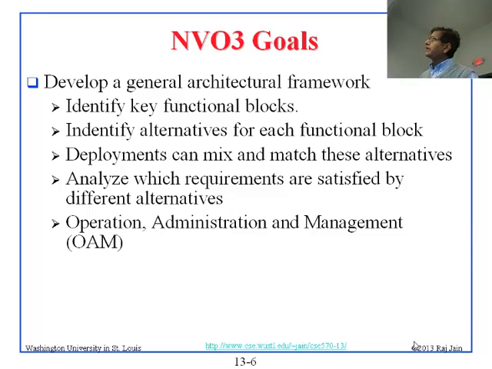So these are the things that NVO3 is doing. The goal is to develop a general architectural framework, identify the key functional blocks, identify alternatives for each functional block. So basically, this is a general problem and there are many solutions. So they said what we will do is divide the problem into modules, and for each module people can select different solutions. Deployment can mix and match these alternatives, analyze which requirements are satisfied by different alternatives, and make sure that we can do the management, which means to develop OAM if necessary. Okay?